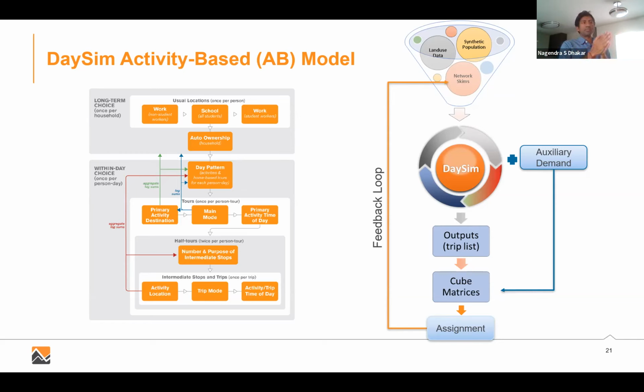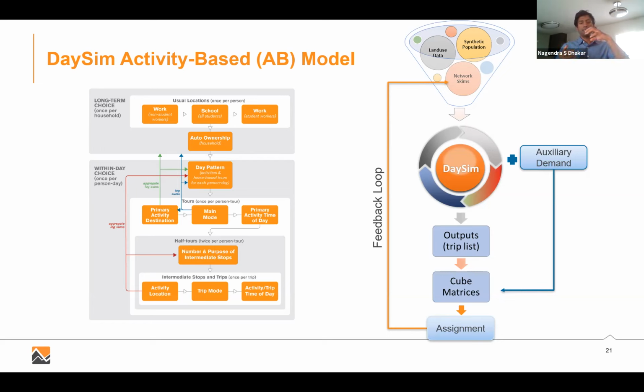Both the outputs from DaySim, which are usually in trip list form, and the demand from the auxiliary models are put together in the Cube matrices, Cube being the software that we are using for the SACSIM model. So I'm using the Cube software term there. They are put into Cube matrices form, and then they are assigned on a network. Once those are assigned on the network, you get vehicle flows, whether it's auto flows or transit boardings. They are again fed back into the demand models, and this is what we call a feedback loop.